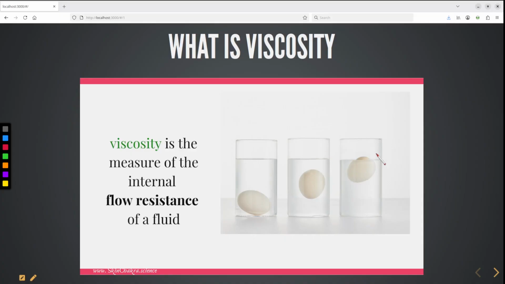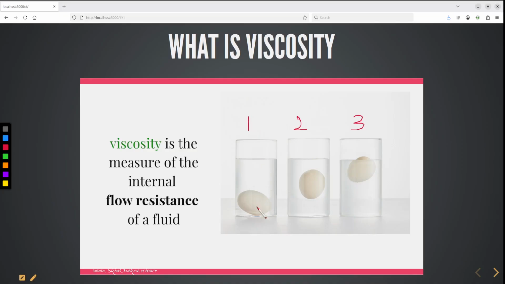Imagine we have three containers, exactly the same shape and size, and we fill them with three different liquids to the same amount. We put three balls, metal balls for example, exactly the same shape and size. So everything in this experiment is exactly the same except the nature of the liquid in these containers. We have here liquid number 1, liquid number 2, and liquid number 3 with my beautiful handwriting.